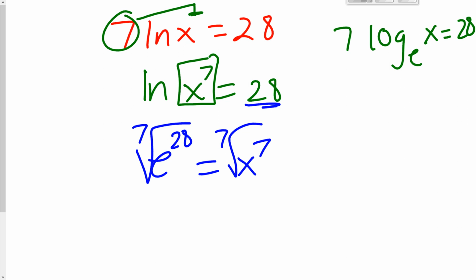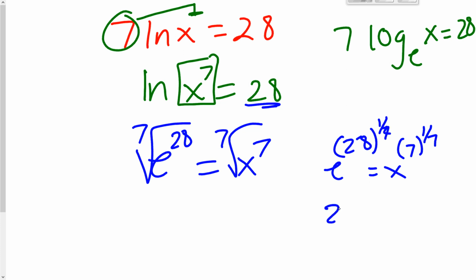Or remember, I can rewrite these as fractions. So e to the 28th, x to the 7th. I can raise this to the 1/7 power on both sides. Right, 1/7 power. So that's e to the 28 over 7 equals x to the 1st, because when I raise powers to powers, I multiply, and 7 times 1/7 is 1, right? And then that's e to the 4th, so this is e to the 4th equals x.